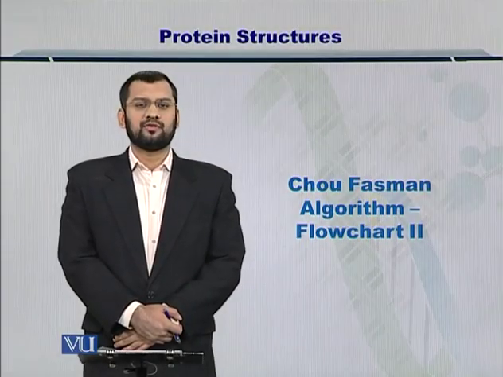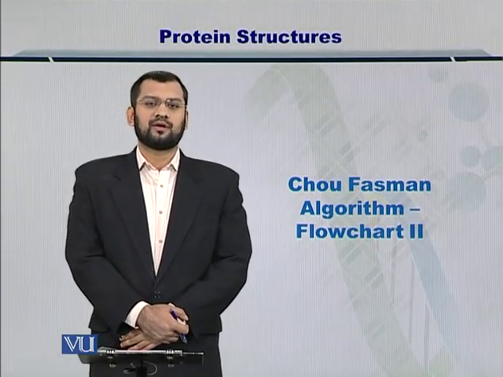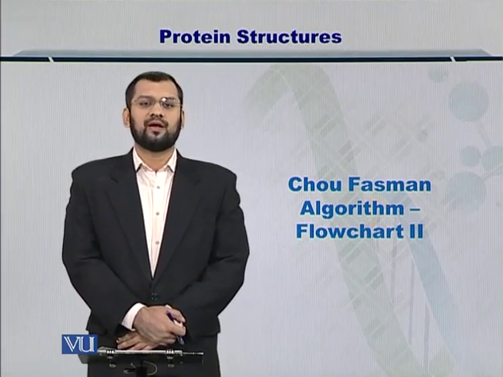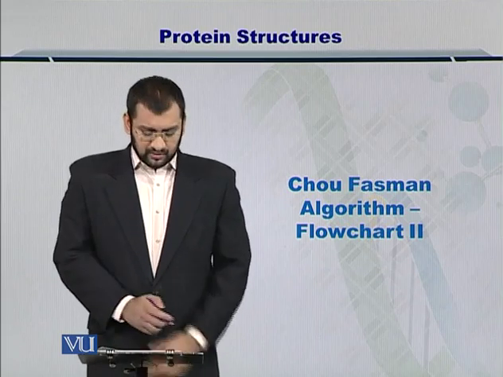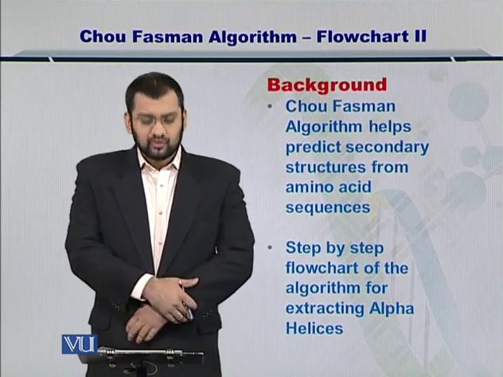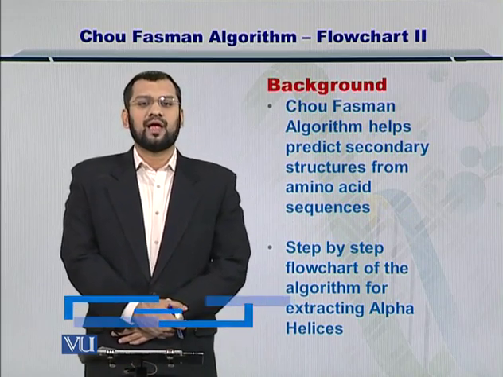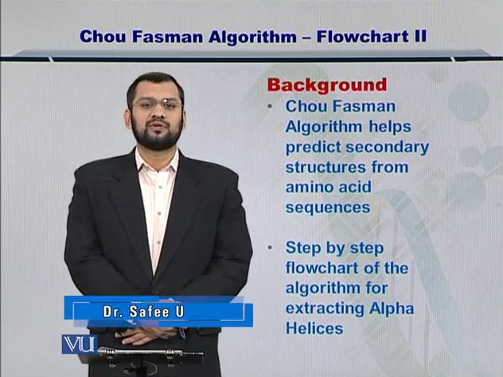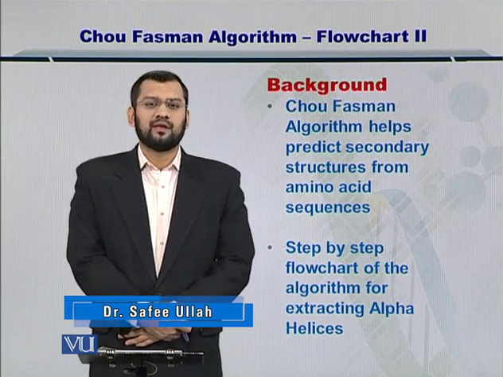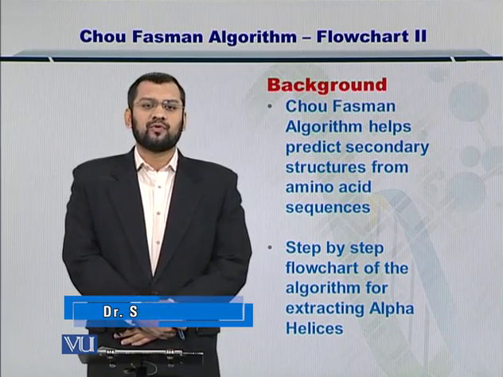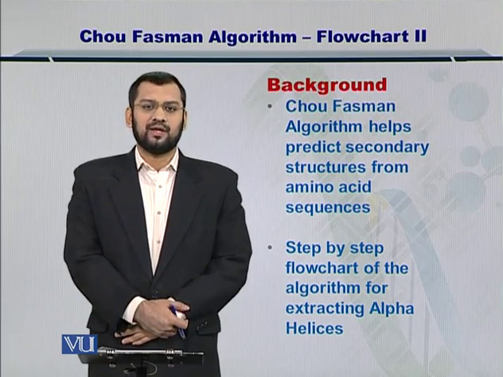Dear students, in this module, I'm going to talk about constructing alpha helices using the Chow-Fasman algorithm, and I'm going to show you a flowchart for the algorithm. To begin with, you know that the Chow-Fasman algorithm helps predict the secondary structures which can be formed out of the amino acid sequence of a protein. In this module, I'm going to focus on the alpha helices only.